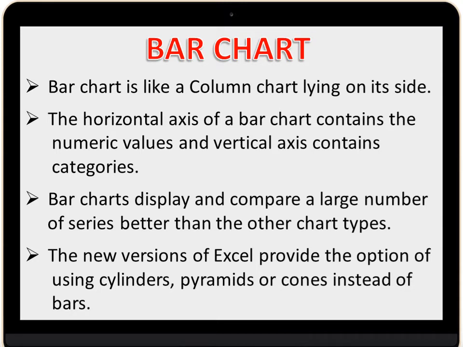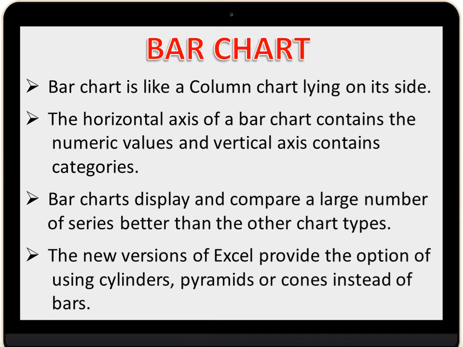Next type of chart is bar chart. This bar chart looks like a column chart lying on its side. What is the difference between a bar chart and a column chart is, column chart displays all the columns in a vertical way, whereas the bar chart shows all the columns in a horizontal way.